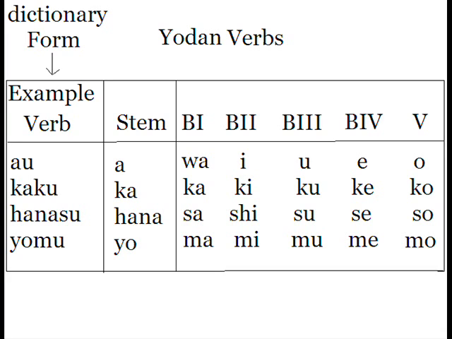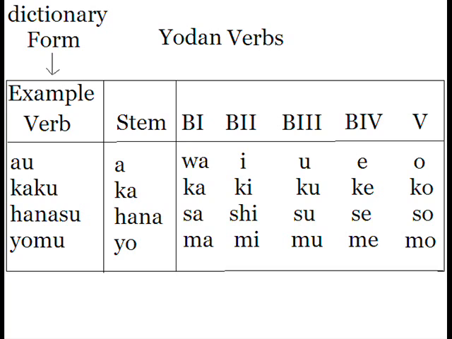Kaku, or to write. So we got the stem of kaku, which is ka. Now, the ku part can change depending on how you conjugate it. For base 1, it would be ka, you'd say kaka. For base 2, it would be kaki. For base 3, it would be kaku. For base 4, it would be kake. And for base 5, it would be kako. Now, as you could tell, it went ka, ki, ku, ke, ko, which is the actual vowels of the Japanese alphabet. So remember that the bases follow the vowels of the alphabet.